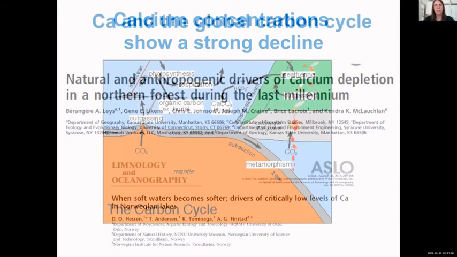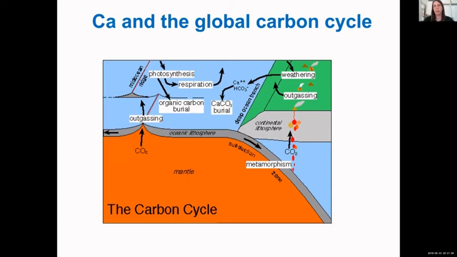So I was thinking about the calcium and the global carbon cycle, and we know that the calcium concentrations have a big impact in the oceans, where we have this calcium carbonate burial, and we also have some large lakes where we see this calcium carbonate burial.